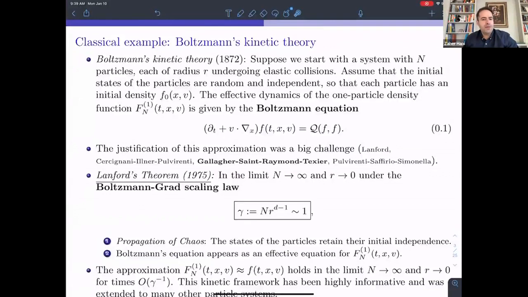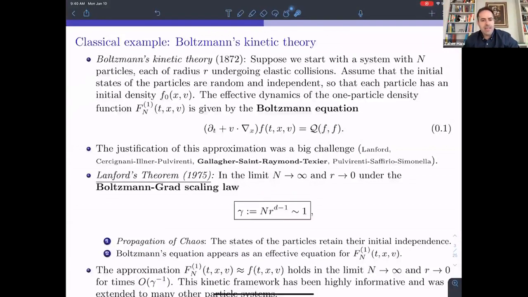So what does Lanford's theorem tell us? It tells us that if we take the limit as the number of particles goes to infinity and the radius of those particles goes to 0, but again, this is not an arbitrary limit. This is something Eric also mentioned in his talk. There's a scaling law that you need to impose. This scaling law tells you that n goes to infinity and r goes to 0, such that this quantity, which is called the collision rate, n times r to the d minus 1, stays order of 1.